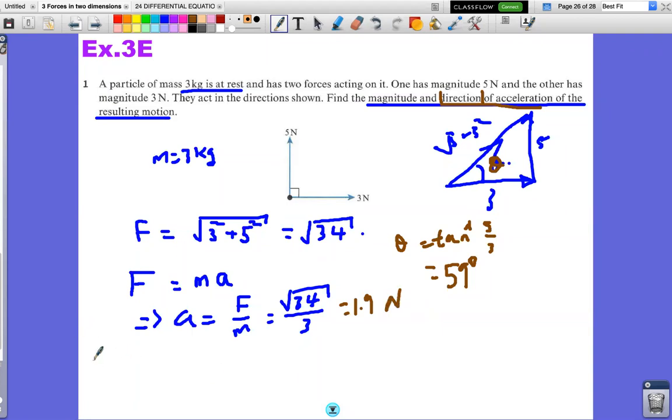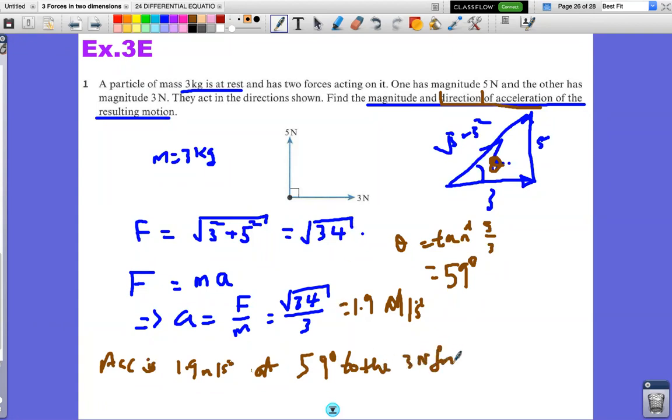So now I have to conclude that, meters per second squared. I have to conclude that the acceleration is 1.9 meters per second squared at an angle of 59 degrees to the 3 Newton force. Well, since the 3 Newton force is in the horizontal direction, I can say to the horizontal. Okay, this conclusion is important.